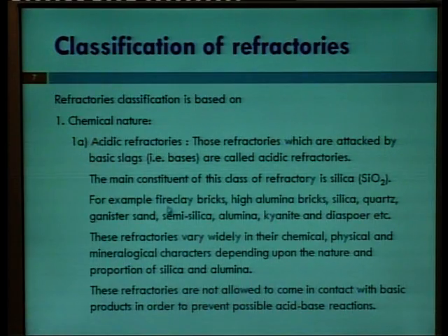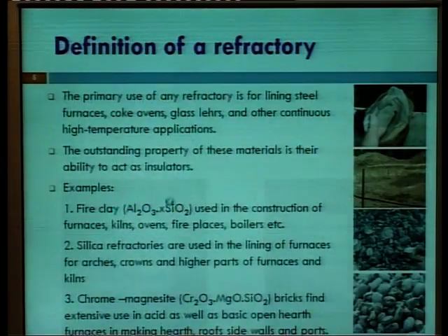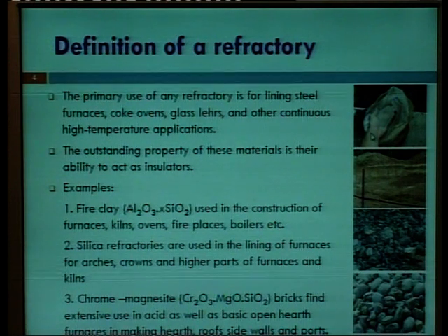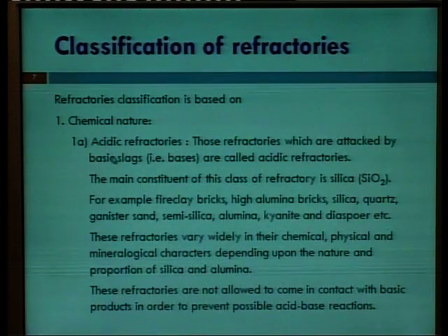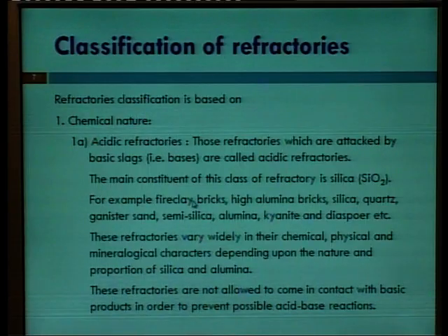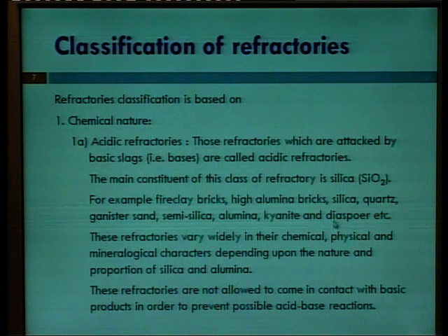What are the examples? As I have shown you in the previous slides, we have fire clay. Look at the composition, aluminum oxide with x silicon dioxide. Therefore, we have the acidic refractories, and the examples are fire clay bricks, high alumina brick, silica, quartz and Ganister sand, semi silica, alumina, kaolinite and diaspore. So, these are the examples of acidic refractories.